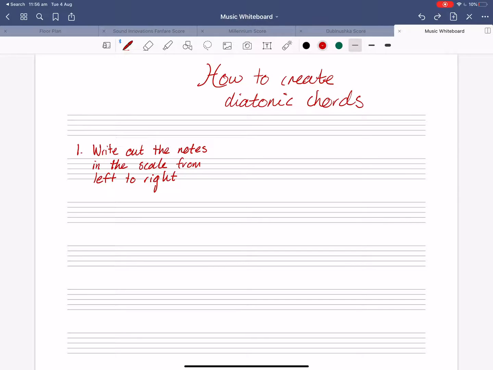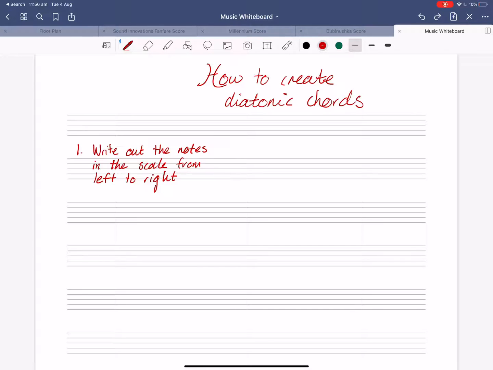Let's talk about how to create diatonic chords. Diatonic chords are the chords that you can naturally create out of the notes that are in whatever scale you're in. And because there's 7 notes in any of our scales that we're using, that means we can create 7 diatonic chords. But how do we figure out what notes are in each of these chords? Well, that's what this video will tell you how to do today.